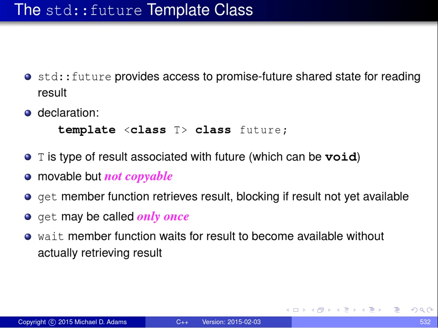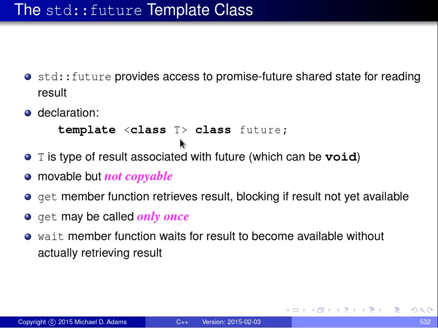So again, when dealing with promises and futures, there's two sides to things. There's the promise side of things, where the thread that generates the result writes the result into a promise. And then there's the future side of things, where the thread that wants to obtain the result reads it out of the future. So far we've looked at the promise class in the standard library, which provides the promise functionality. Now we're going to look at the class in the standard library that provides the future functionality, which is called, rather unimaginatively, future. This is the name of the class.